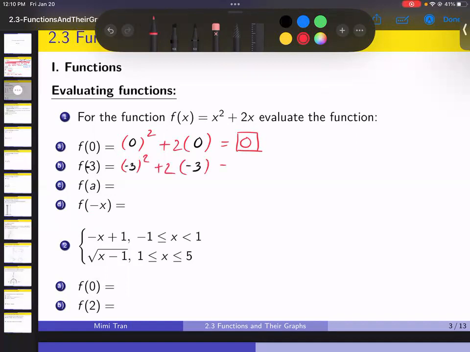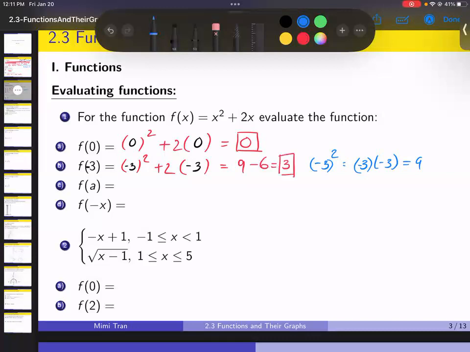What's -3 squared? Yeah, -3 squared is the same thing as -3 times -3, which is +9, right? And then 2 times -3, that's -6, so 3.